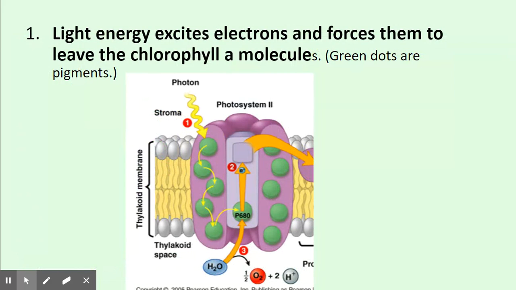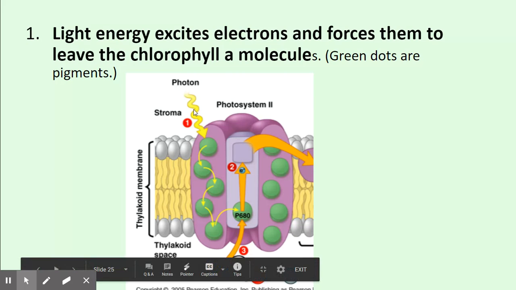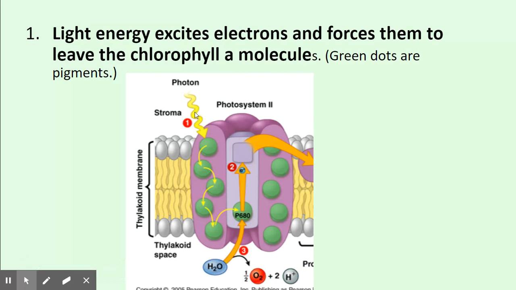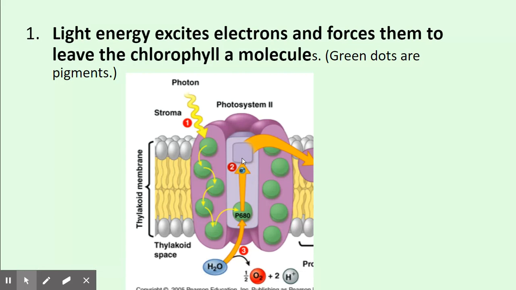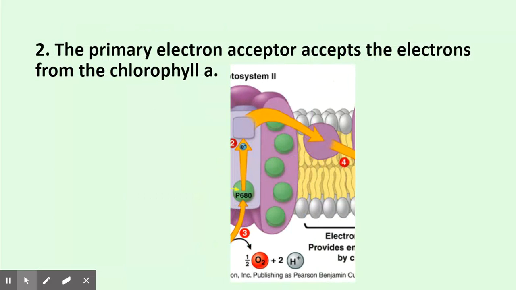So let's break that down. First thing that's going to happen, the light's going to come in a form of light called a photon. That's just a specific amount of light. So light's coming in, and the green dots are our pigments, our chlorophyll A for the most part. They're going to capture that light, pass it around, and then that electron that's coming from the light is going to get excited. Then that electron is going to be passed to what's called an electron carrier.